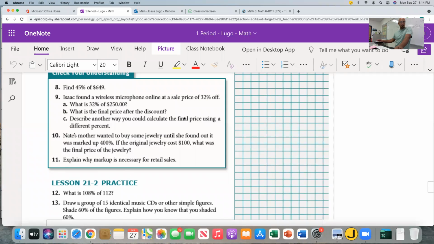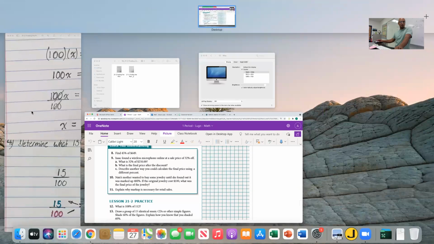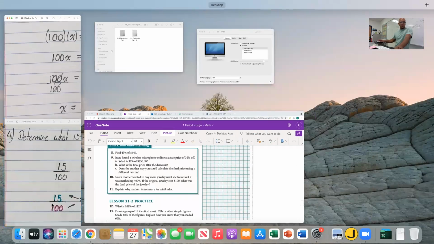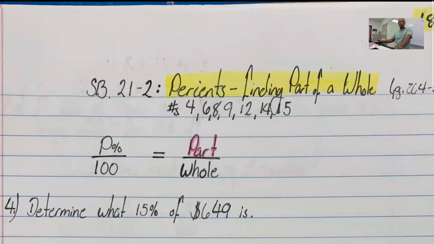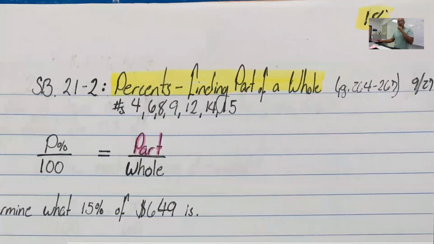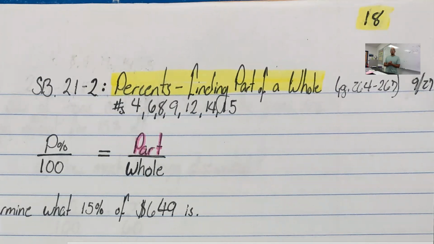Today, we're going to be going over lesson 21-2. Let me just open that up real quick. Give me a second. There we go. 21-2, which is our 18th lesson. And we're dealing with percents, specifically finding the part of a whole.